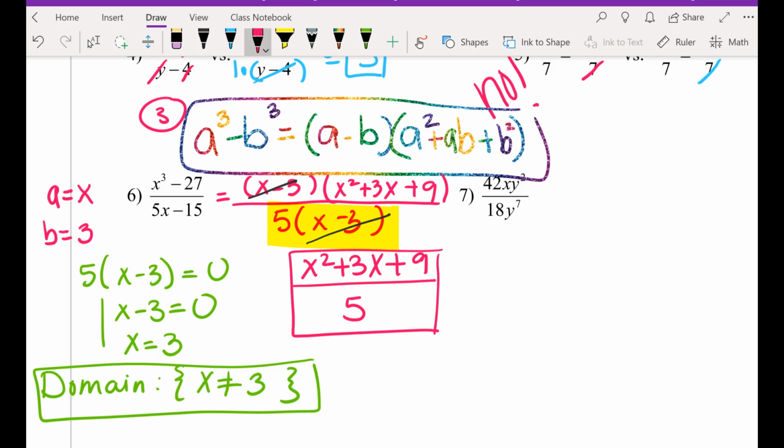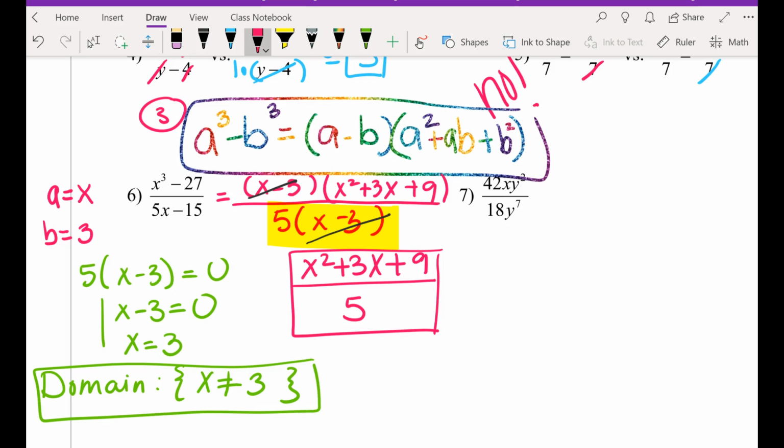Now, here's a question. What if we switch these? What if the top has 5x minus 15 and the bottom has x to the third minus 27? Would you agree that the factors just switch? Then you can still cancel, except now the answer is switched. Remember, we have to find the exclusions. How would you solve this since it's not factorable any further? What would you do, Danny? You have to use the quadratic formula.